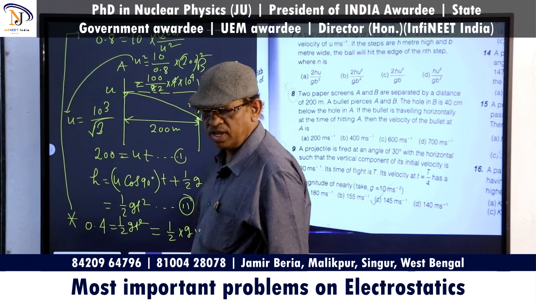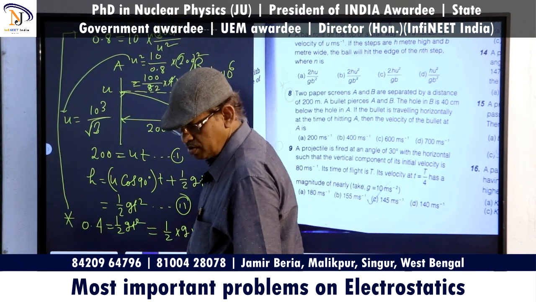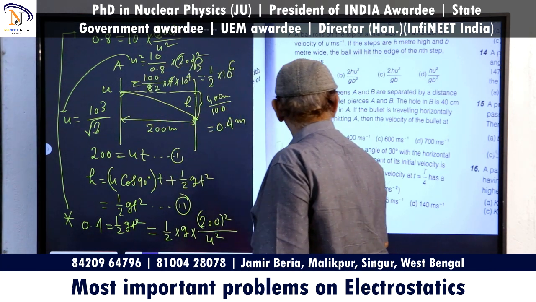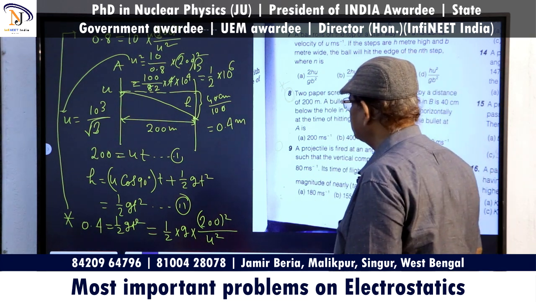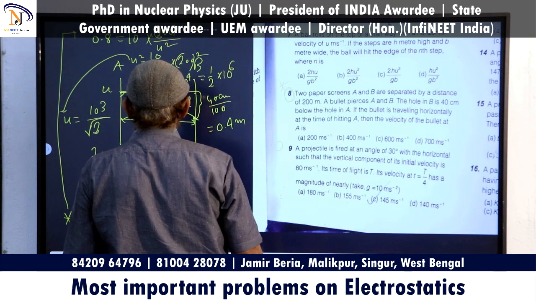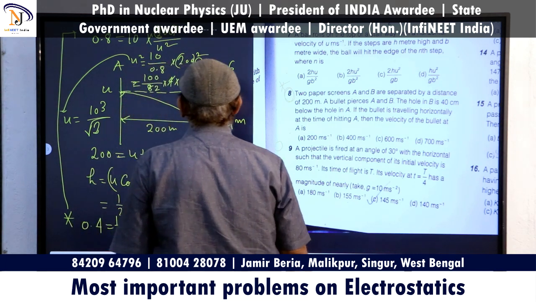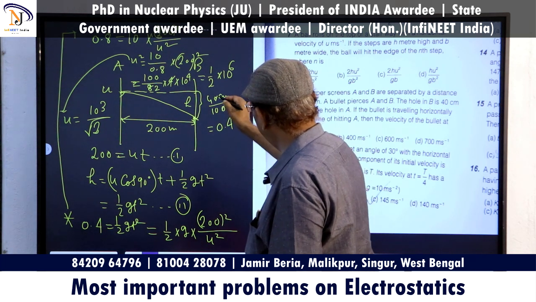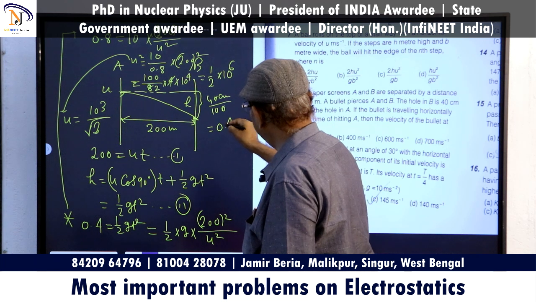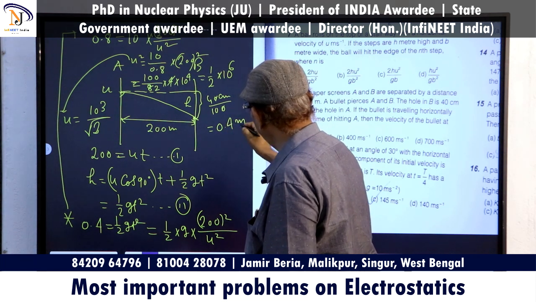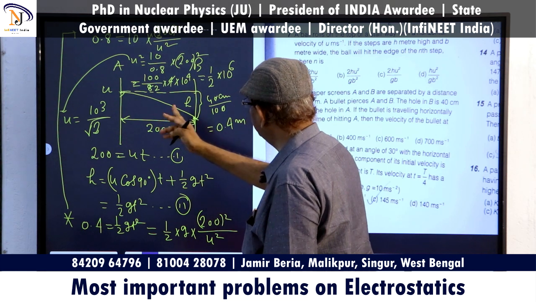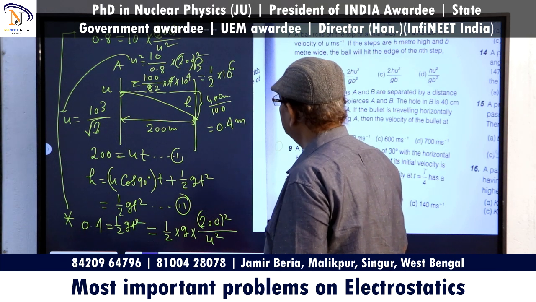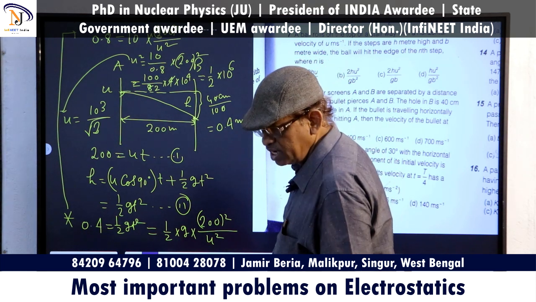Root 2 is 1.414, isn't it? 1.414. Nearly this. Which one actually matches with it? 1.514. But is there any mistake anywhere? This is 40 by 100, that means 0.4 meter, no? This is also meter, 200 meter. Half G. Is there any mistake?